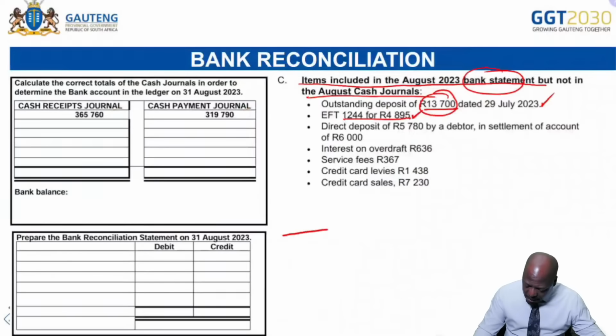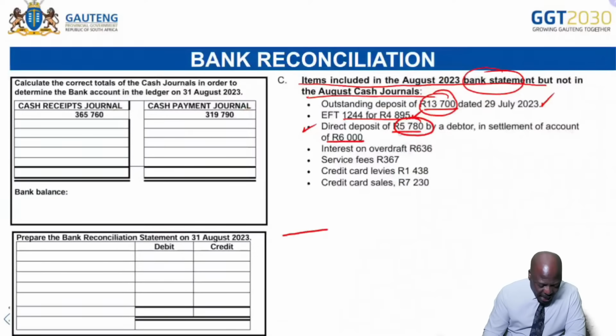So the next aspect that I have to consider now is this bullet here, which says direct deposit of 5780 by a debtor in settlement of an account of 6,000. So the direct deposit is 5780. That's the amount of money that we've received. And that money is on the bank statement. Hence, you hear it's a direct deposit. It's on the bank statement.